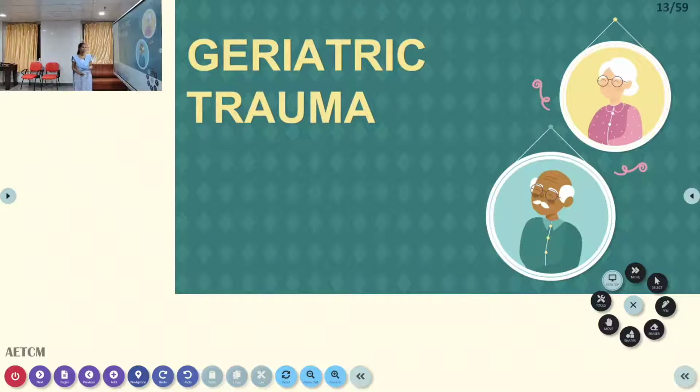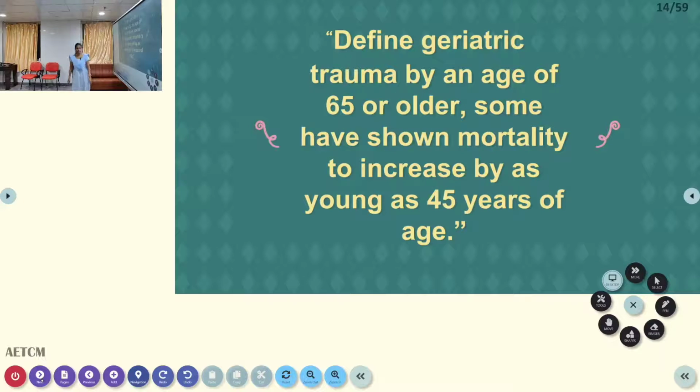So today we will discuss the topic regarding geriatric trauma. Geriatric is an age of 65 years or older, and some studies have shown that mortality increases from 45 years of age. So 65 or more is the geriatric age group, and from 45 years of age there will be more increased mortality.